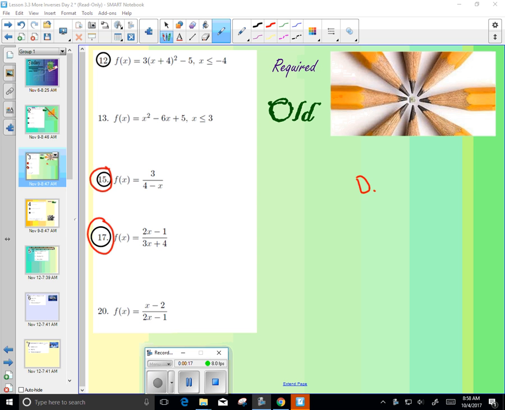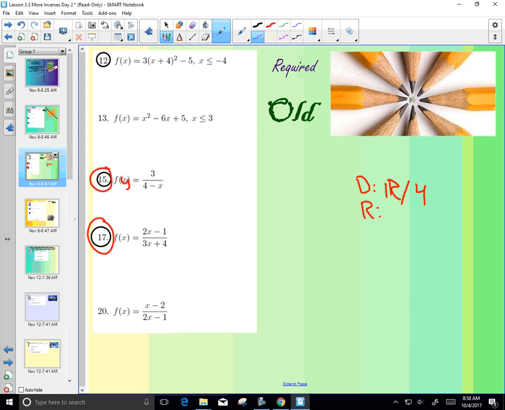The domain of this guy is all reals except what? What can't you have? 4. Good. What's the range? I don't know. But maybe we can figure it out. If you switch x and y here, we can get x is equal to 3 over 4 minus y. And if this helps, do x over 1.